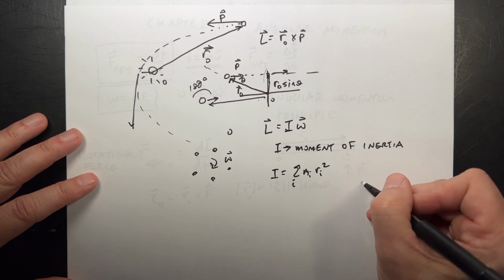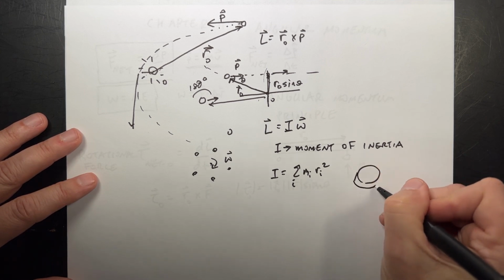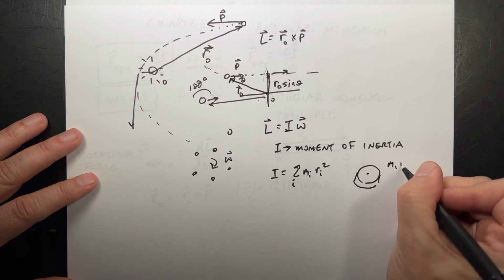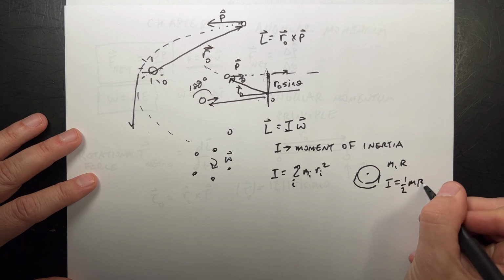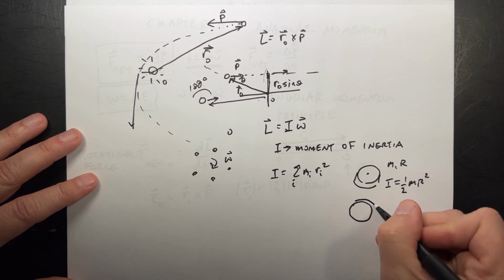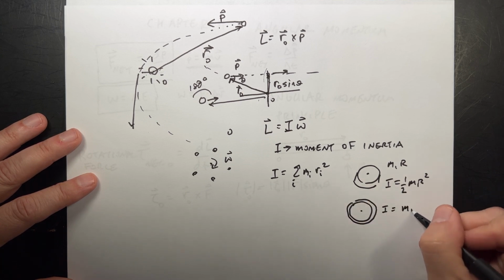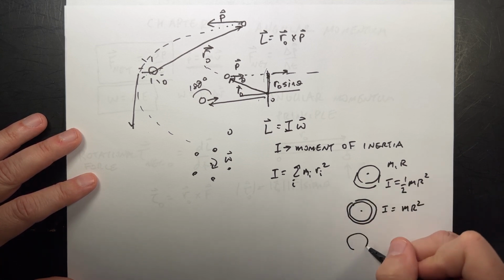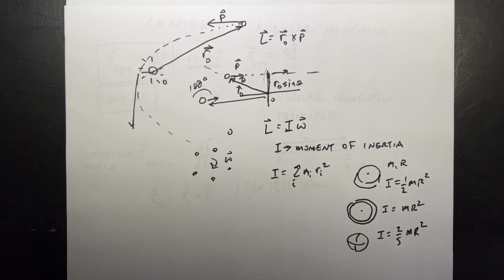But we have things like a solid cylinder of mass m, radius r: I is 1/2 m r squared. If you have a hoop, like a ring, then I would be m r squared. If you have a sphere, then I would be 2/5 m r squared. And I actually have a video deriving that one too.